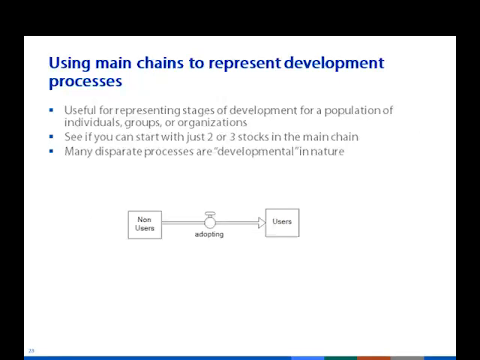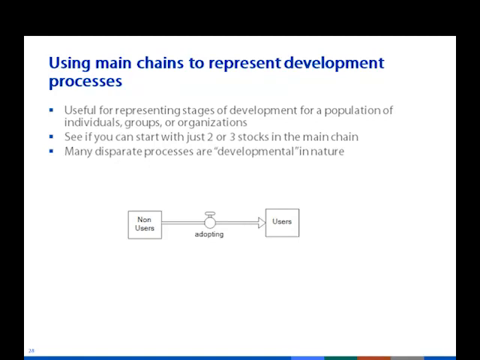A second variation on the main chain theme is the development process. As I mentioned here, I tend to view the word development in its broadest sense. Here we're looking at different stages relating to some aspect of development for individuals, for groups, for organizations, or even categories such as land. As with the aging chain, it's a good idea to start with just 2 or 3 stocks. You can always make it more complex later.